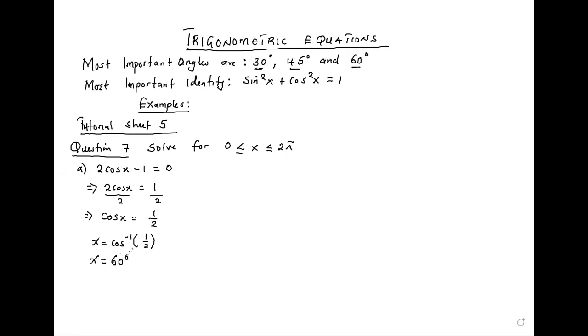But look, the value of x that we must get is in the interval 0 to 2 pi. This means that our solution must be given in radians. So we convert this, we multiply by pi over 180 so that we get 3 here. So we get pi over 3.